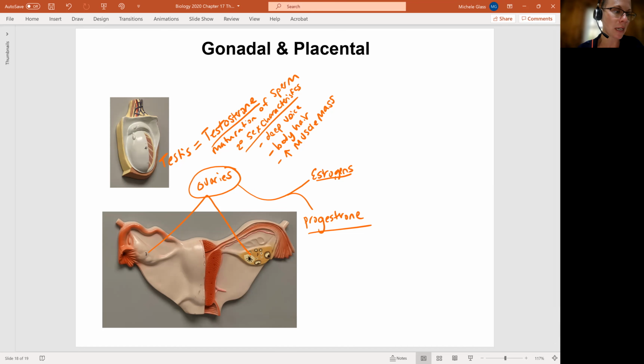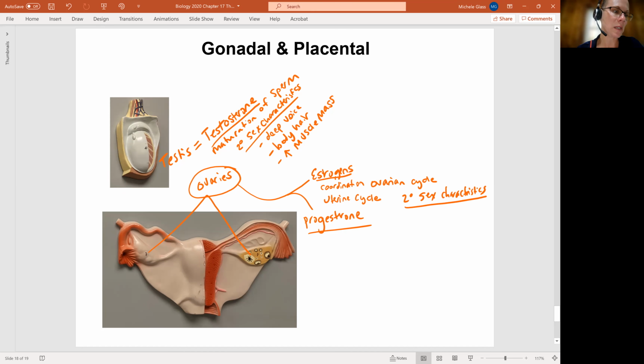So what we can say instead here is coordination of ovarian cycle. We also see it involved in the menstrual or uterine cycle. And it's going to be the estrogens that are producing a different set of secondary sex characteristics.